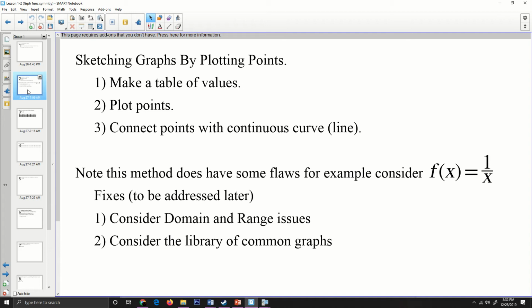If we consider the function f of x equals 1 over x, we will have what's called a vertical asymptote, and we will have to address the results of that later, but we will have to consider domain and range issues, which we will talk about in later videos. And then we are also going to consider a library of common graphs and transformations later on as well.